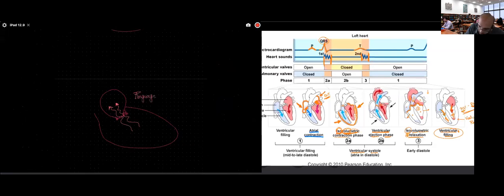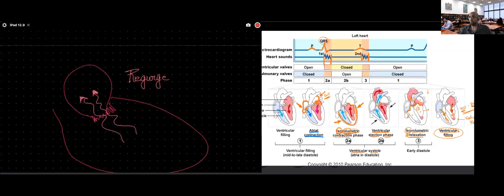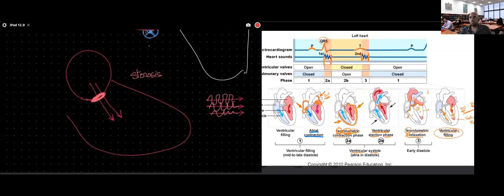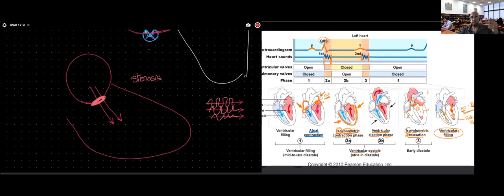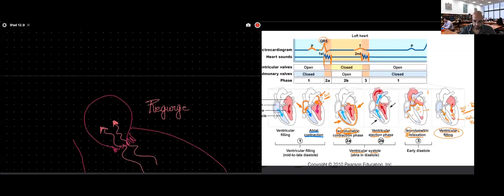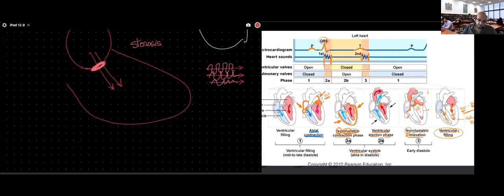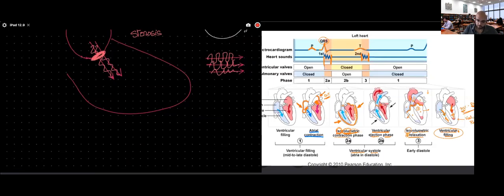This is a regurg. So again, what we're looking at here, we have two major valvular defects. We have either the valve is too tight or it's leaking the blood backwards. This creates a turbulence in the blood flow. And this turbulence in the blood flow, where is it going?